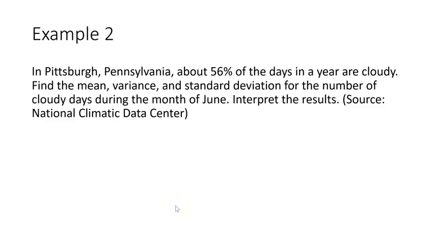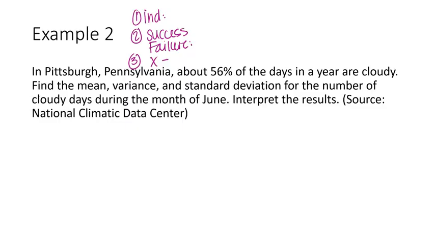Let's look at one more example for this video. Example 2 says that in Pittsburgh, Pennsylvania, about 56% of the days in a year are cloudy. Find the mean, variance, and standard deviation for the number of cloudy days during the month of June. Am I independent? What is my success compared to my failure? What is my X?